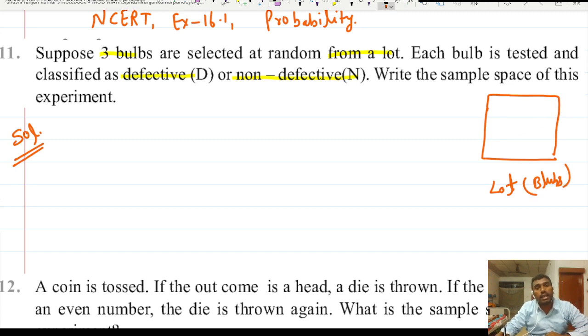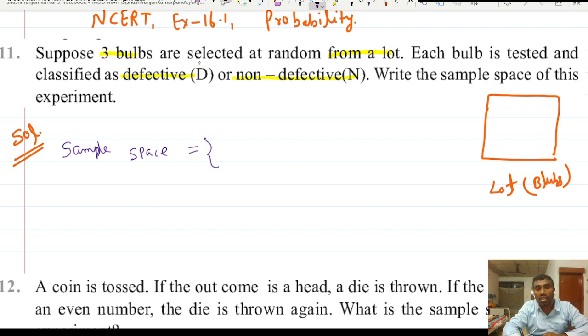So you select one bulb and test it. If it is working, then write N on that. If it is not working, then write D on that, that is the defective one. So what is the possibility here? The sample space in this case will be what?